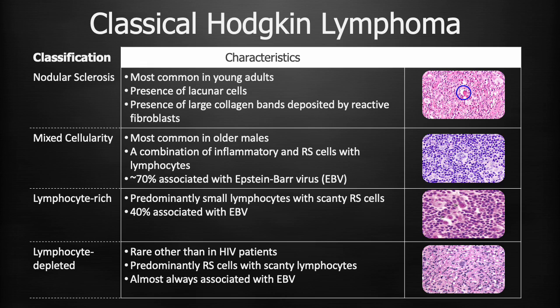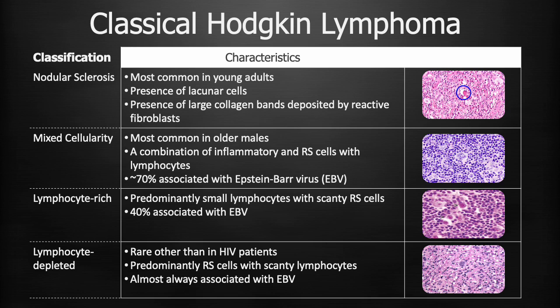One, the nodular sclerosis, which is the most common form of Hodgkin lymphoma in young adults. It is characterized by two pathologic findings: the presence of lacuna cells, which are a variant of Reed-Sternberg cells. Their ample cytoplasm tends to retract during formalin fixation so that they are surrounded by empty space in the stain, and the presence of large bands of collagen that are deposited by reactive fibroblasts. This subtype is actually rarely associated with EBV.